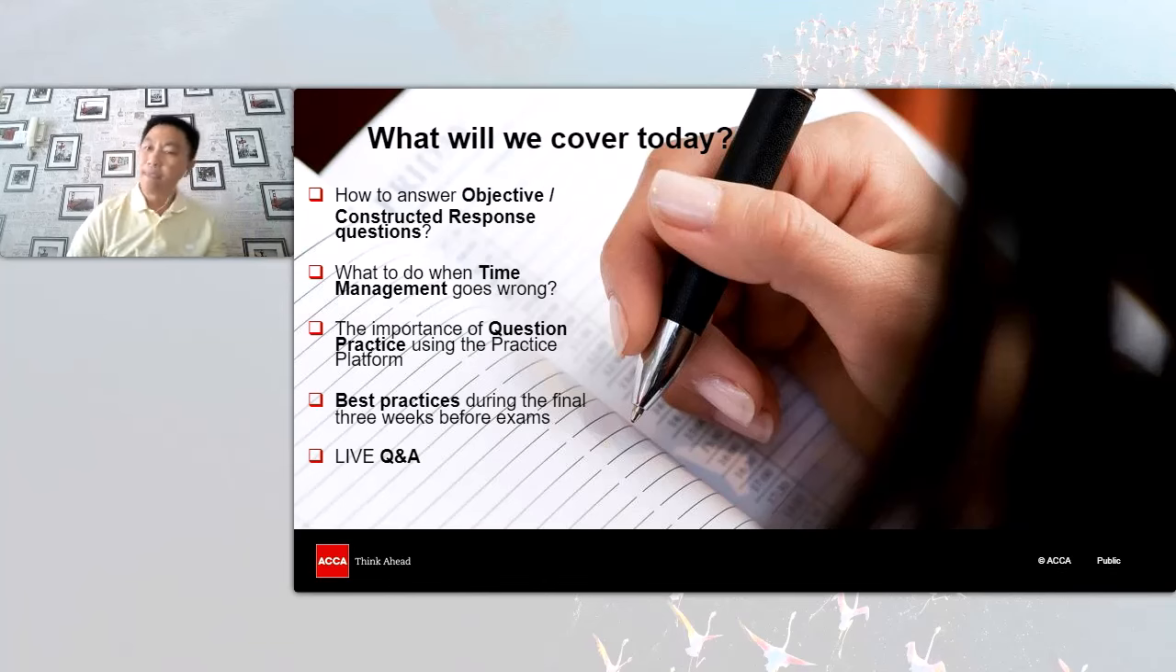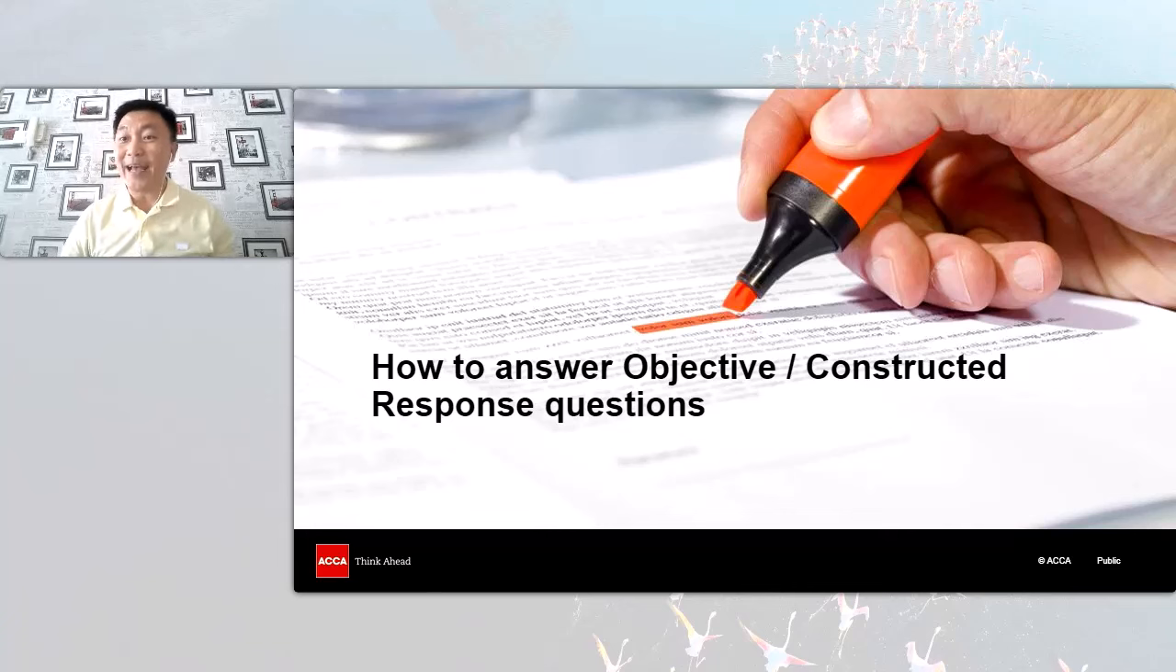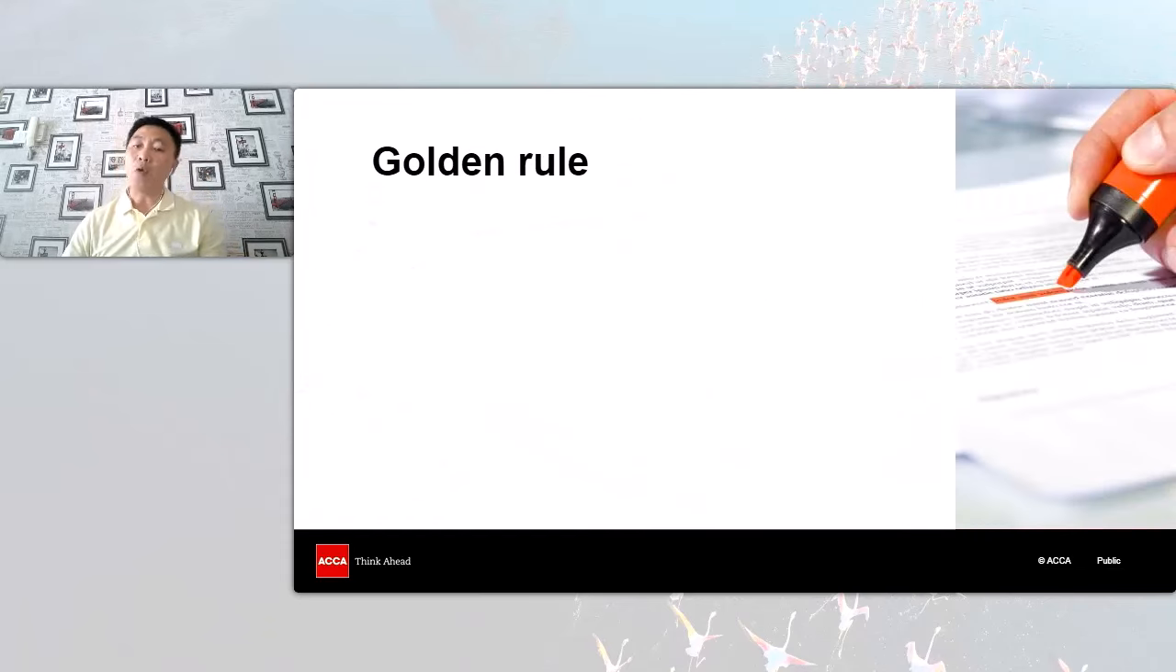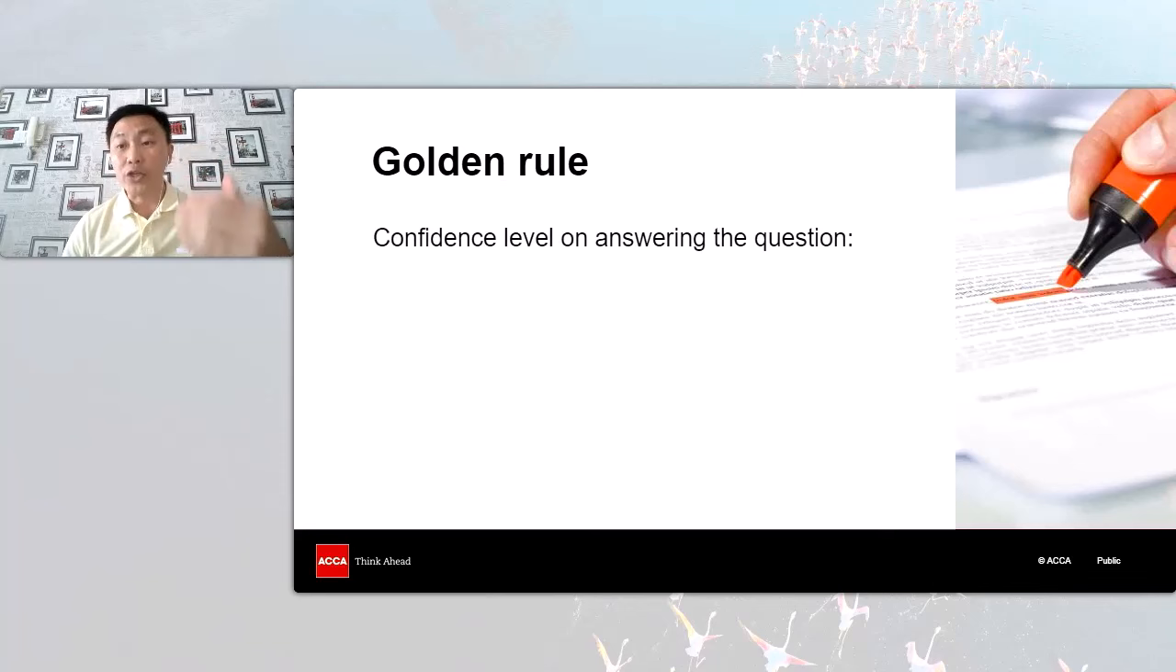Let's take a look at some of the advice on answering Section A, B, and C questions. I'm quite sure everyone is well aware of the golden rules from the tutors and all the learning resources. The best sequence in which to answer the questions depends very much on your level of confidence in each particular question.